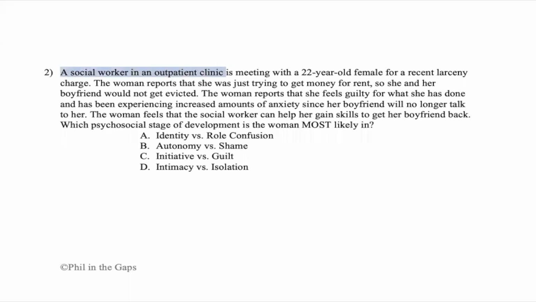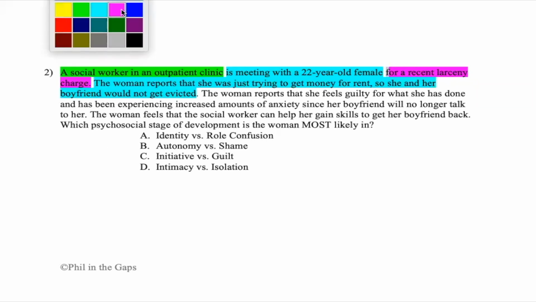We're a social worker in an outpatient clinic. That's who we are and where we are at. Meeting with a 22-year-old female. That is our client for a recent larceny charge. So she was stealing. One reports that she was just trying to get money for rent so she and her boyfriend would not get evicted. So that was the purpose for why she stole in the first place. She did not want to get evicted.